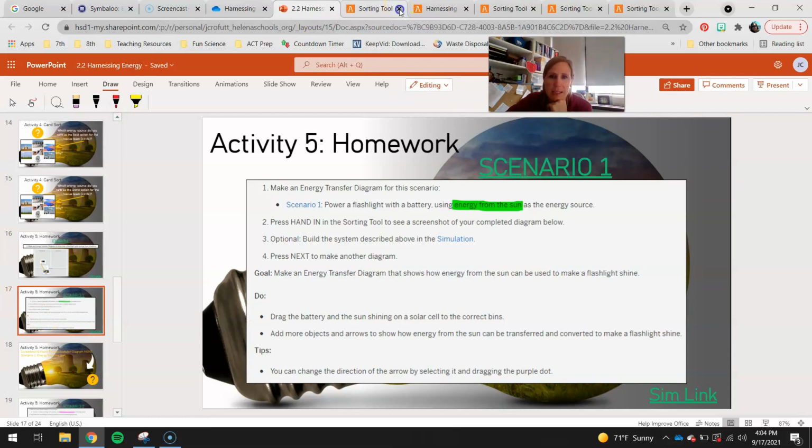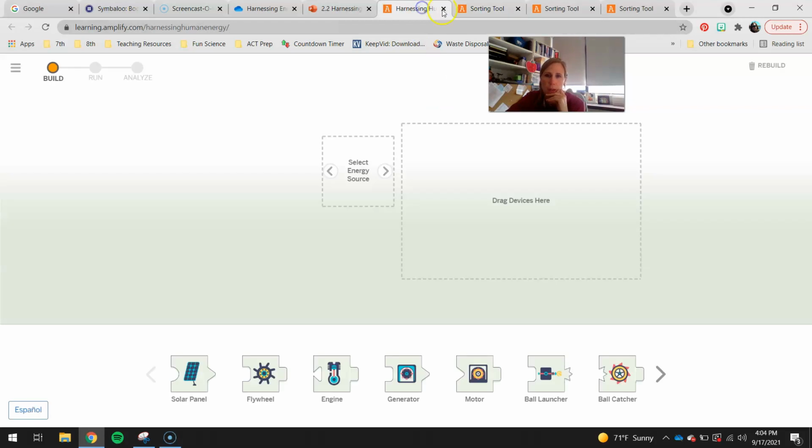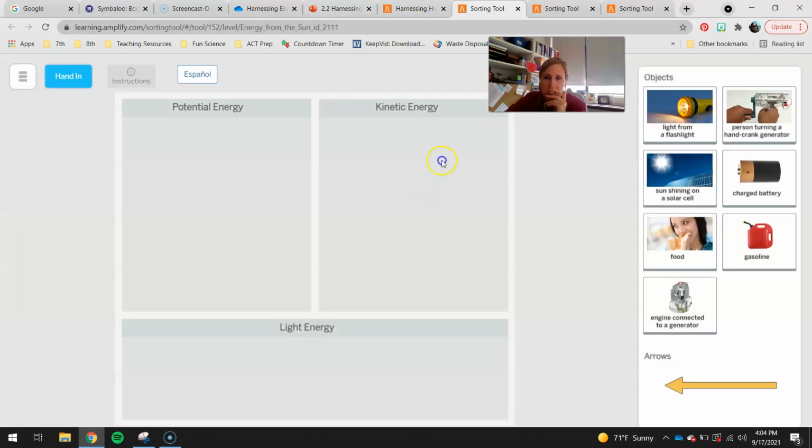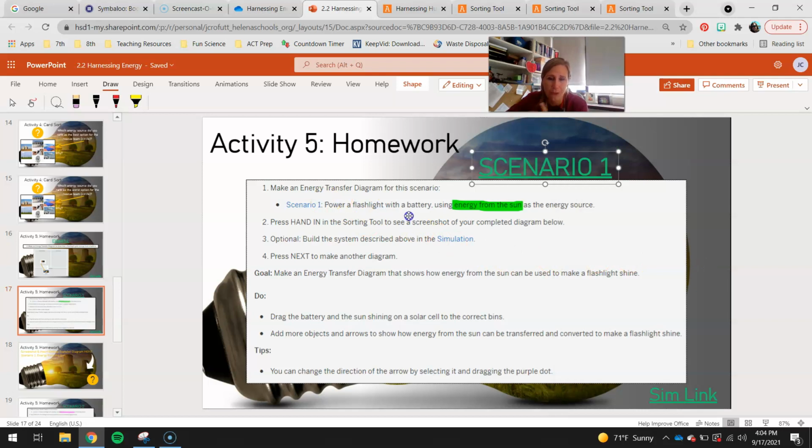Like I said, you guys have a different link to open here. I've already opened it and loaded it up. Of course, it's not going to want to load for me. Okay, but you guys can see again, we have a potential energy, kinetic energy, and light energy. The goal for scenario one is going to be to power a flashlight with a battery using energy from the sun as the energy source.